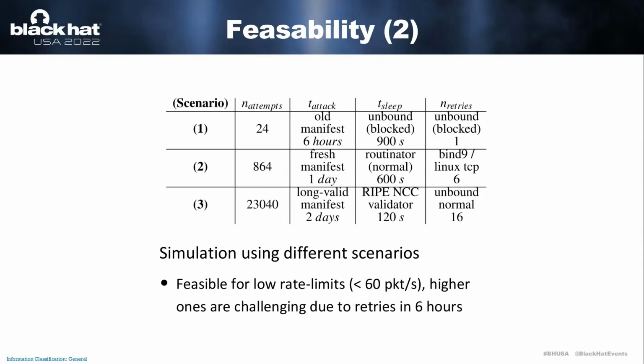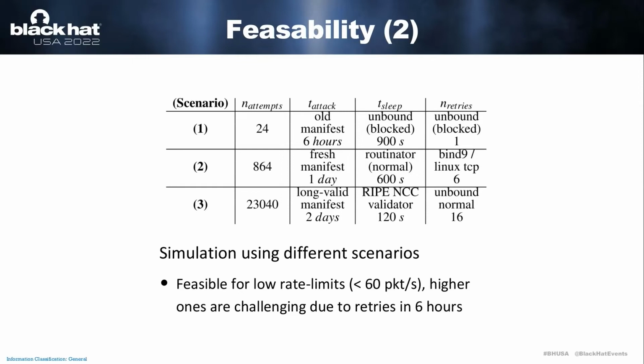So basically we looked at different implementations of relaying parties. We looked at different operating system and resolver implementations. DNS resolvers do different numbers of retries if they don't get an answer. For example, Unbound does maybe only one, but Bind does maybe more, etc. And you also have to consider the real-world rate limits which are in place.